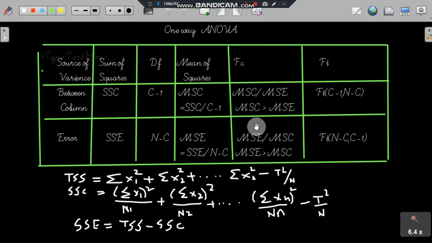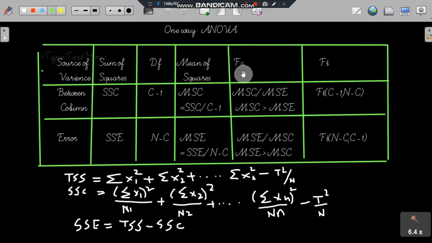Now in some cases this MSE may be greater than MSC. MSE is greater than MSC. So in that particular case, MSE is in the numerator and MSC is in the denominator, and that number is called the calculated value of F.